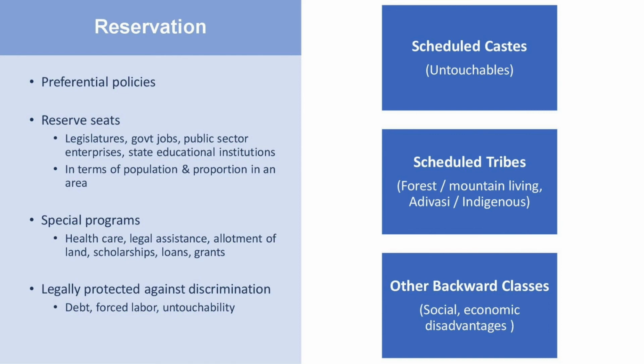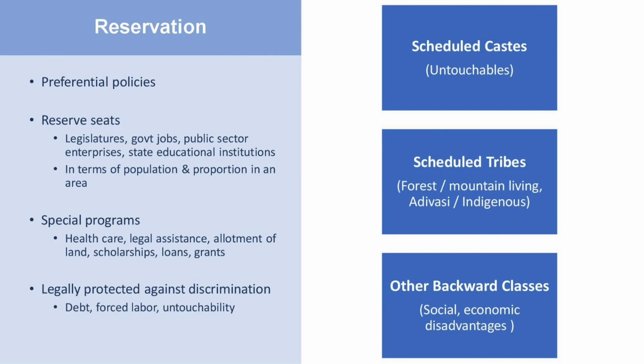So the first group here is the scheduled castes, which includes communities that were historically considered untouchables. The second group is the scheduled tribes, the communities who did not accept the caste system and preferred to be outside of the caste system. They prefer to reside in the forests, in the mountains, away from the main population. They are also called the Adivasi or indigenous groups, and we will be covering them in the following lesson.